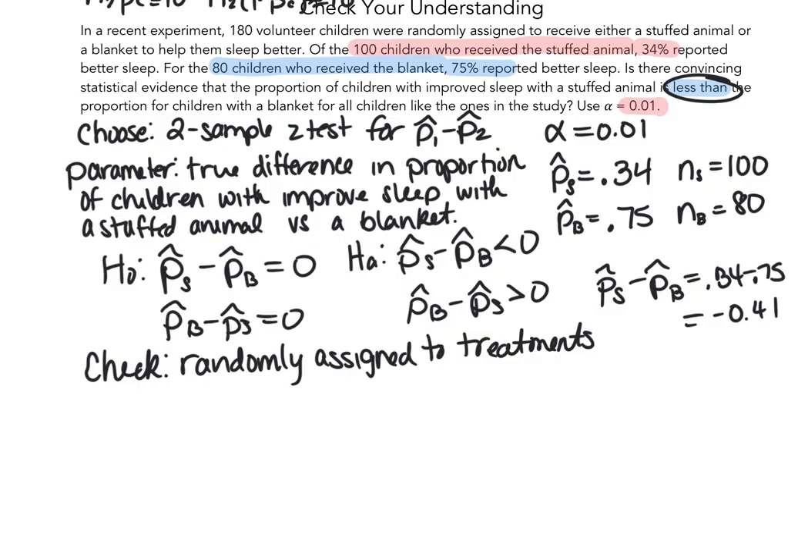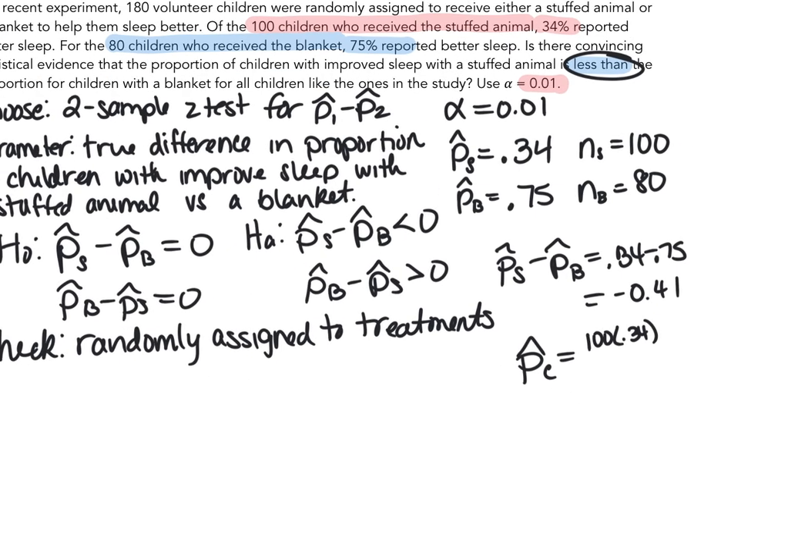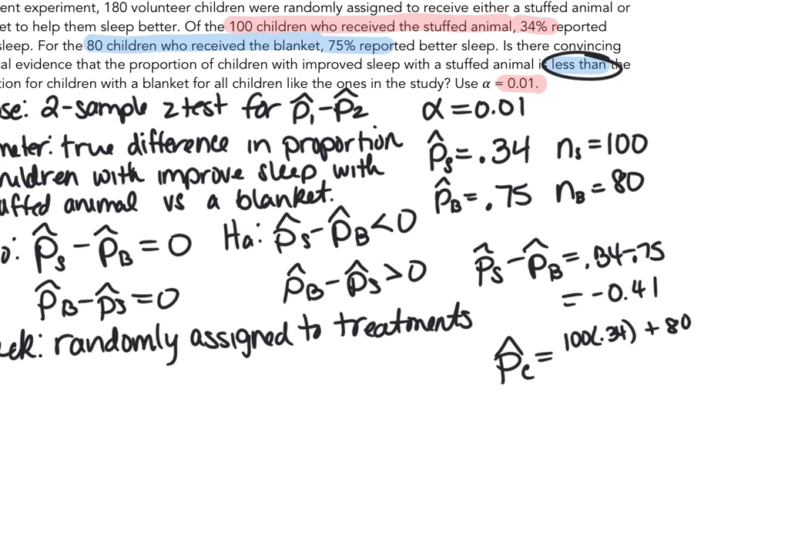But we'll check, let's calculate p hat combined. That's going to be, well, it doesn't tell me how many exactly in each group. So I have to do 100 times 0.34 plus 80 times 0.75. That'll tell me how many in each group, and that'll be over 180. So that's 34, and 80 times 0.75 is 60.